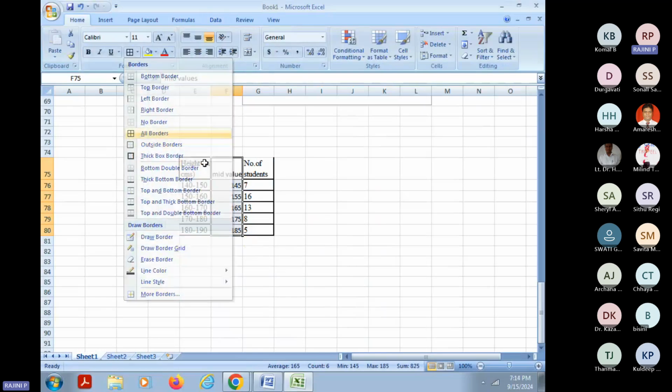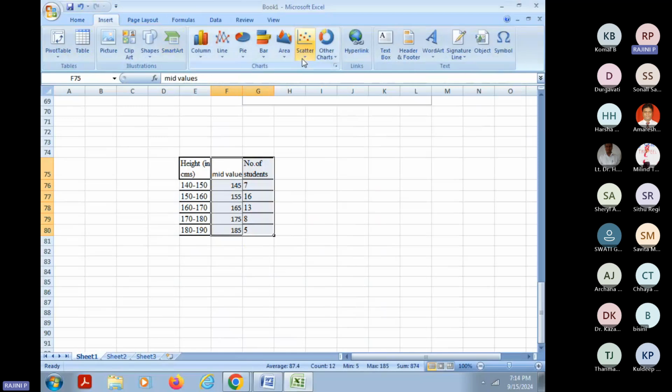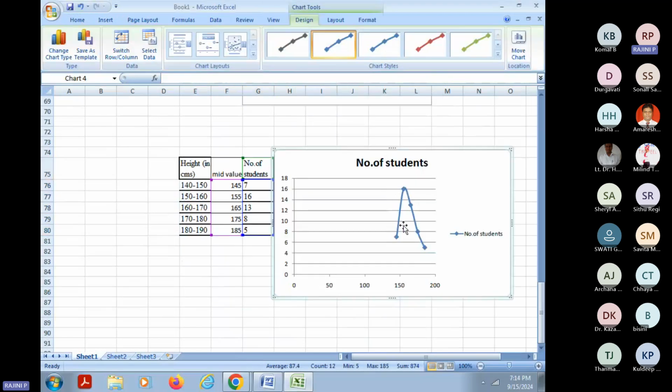So then what do we need to do? You need to go for the frequency curve. How can we go for the frequency curve? Take these mid values and the number of students. Select these two columns, go to Insert and then Scatter and select the second chart subtype. This is the frequency curve of the class.